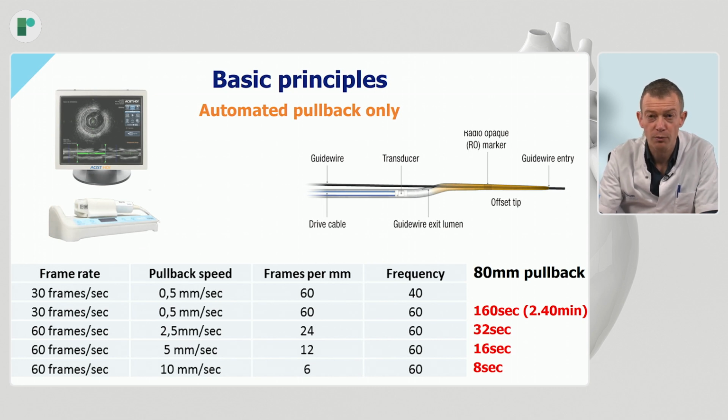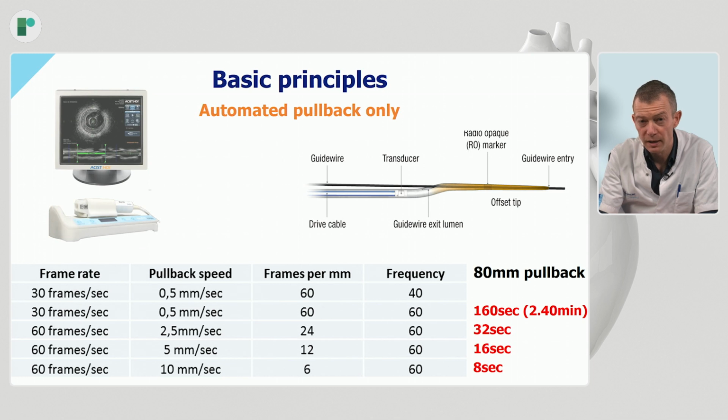And for most of us who are not the most patient individuals on the planet, I think there was room for improvement. And that's what ACIST took very seriously and now allowed this system to operate, for instance, at a pullback speed of 2.5 millimeter per second, which means you can do a complete LAD in less than 30 seconds, but still have 24 frames per millimeter, which is a resolution that is far more than you would need for a proper detailed assessment of the coronary of interest.